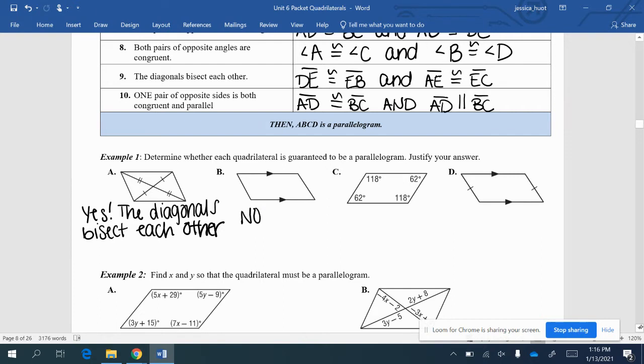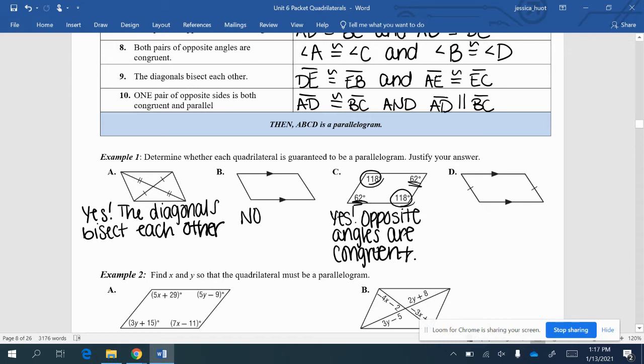For C, 118, 118, 62, 62. So yes, my opposite angles are congruent. Since my opposite angles are congruent, it meets the attribute for it to be a parallelogram, so it is a parallelogram.